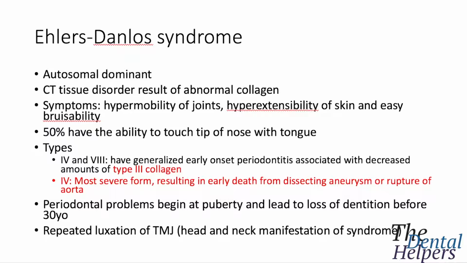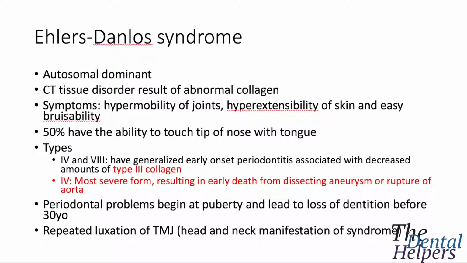Ehlers-Danlos, this is our first autosomal dominant. It's a connective tissue disorder resulting from abnormal collagen. Symptoms are going to be hypermobility of joints, hyperextensibility of skin, easy bruisability. 50% have the ability to touch the tip of their nose with their tongue. That was just an interesting fact.